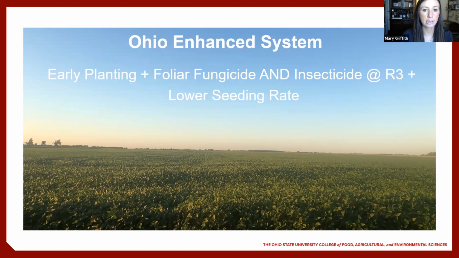And last, the enhanced system also has a lower seeding rate, around 130,000 seeds per acre compared to 160,000 seeds per acre in the standard system. So the idea here is that the higher seeding rate will create a dense crop canopy that can allow diseases like white mold to really thrive in that environment with little airflow.